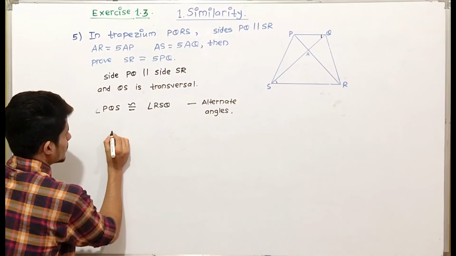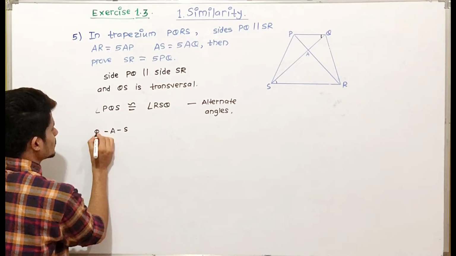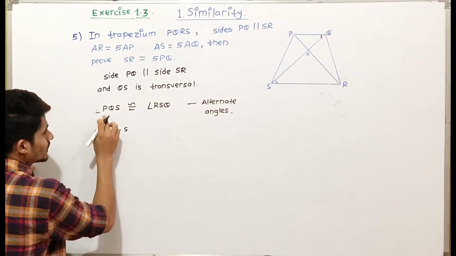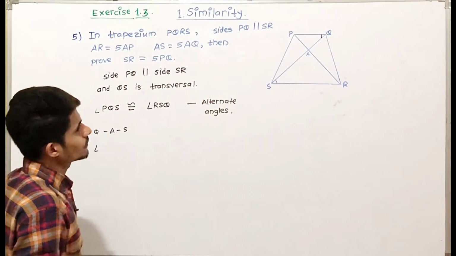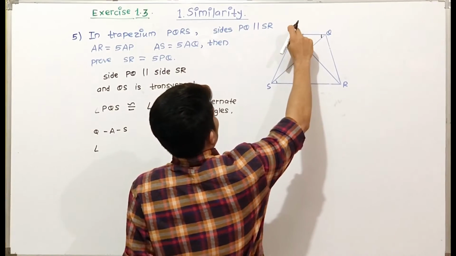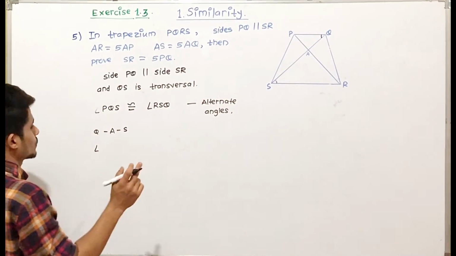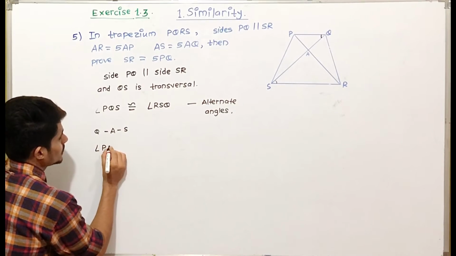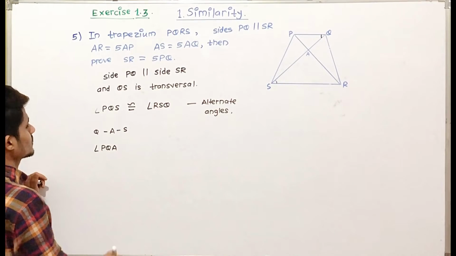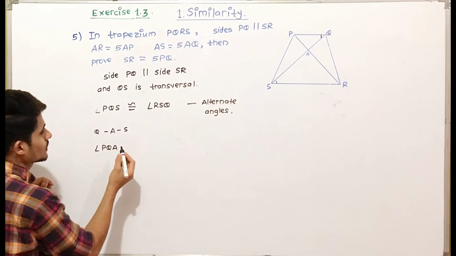As you can see, A is in the middle of QS. So now in triangle PQS, instead of writing angle PQS, we can write angle PQA. Why? Because A is in the middle of QS, so we will write angle PQA.